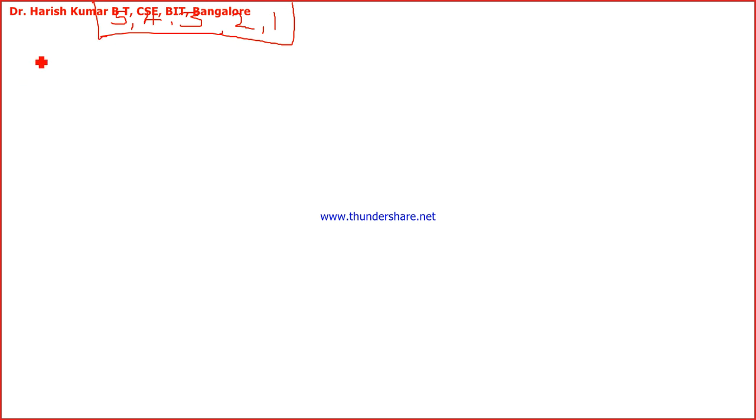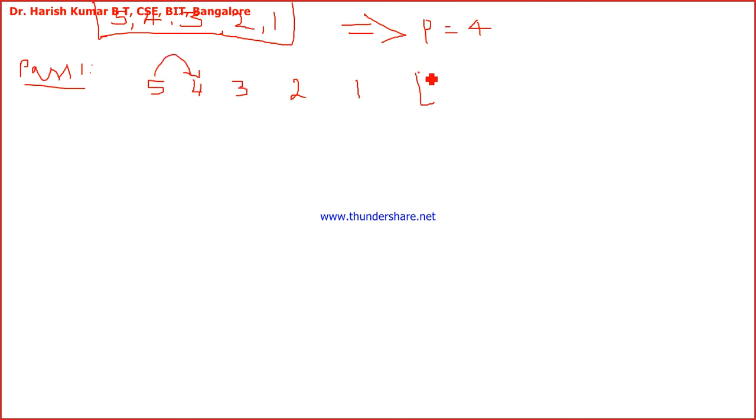Now how to do that? I'll write here pass 1. How many passes are required? 4. So the number of passes is equal to 4. So pass 1, let me write 5 4 3 2 1. Now the first comparison: I compare the elements at index 0 and 1, since I'm trying to arrange them in ascending order.